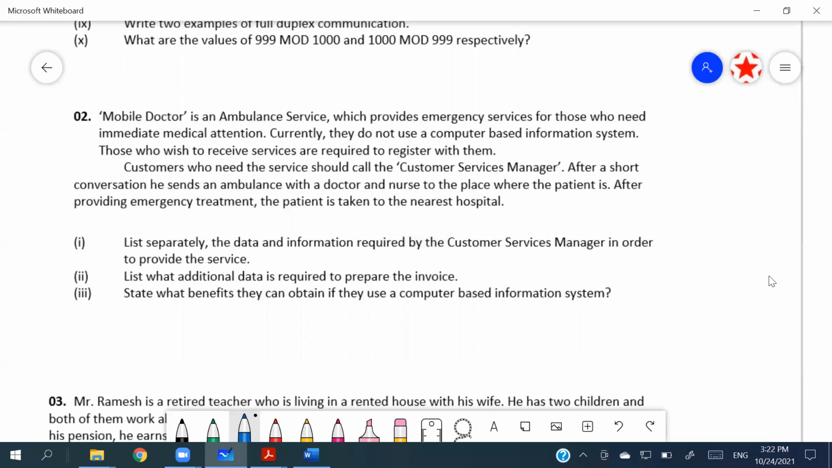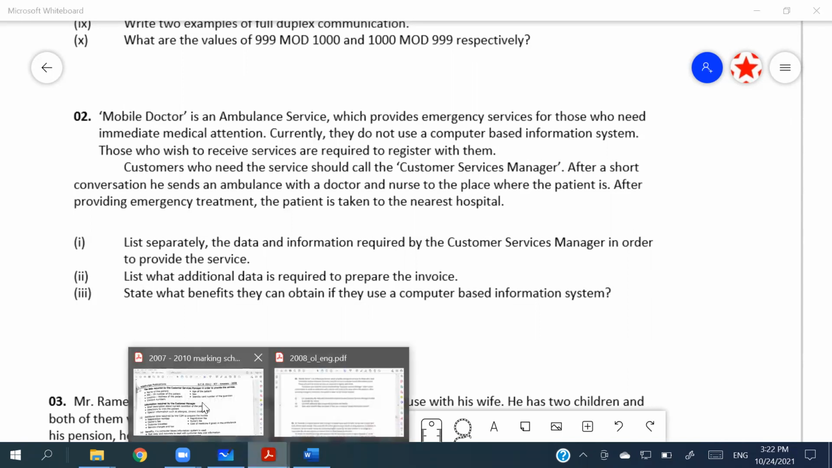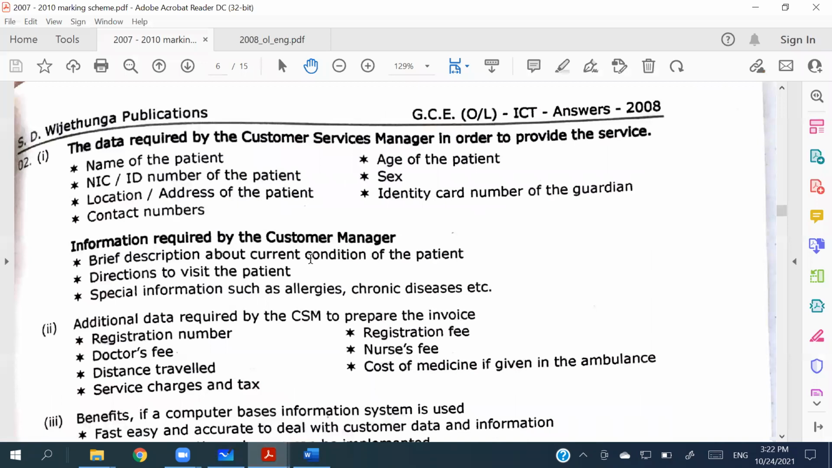they are asking to list separately data and information required by the customer service manager in order to provide the services. So the data should be stated separately, information should be stated separately. Right? So just see whether you got data and information listed separately. Any alternative answers? Let me see. So you need at least 2 data and 2 informations.